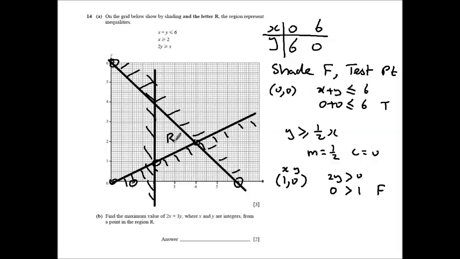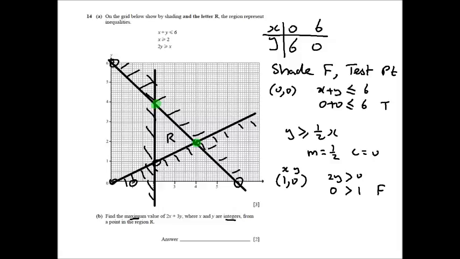Now, the second part of the question asked me to find the maximum value, and it's an integer question. So what I'm going to do is look for the coordinates inside the region, and in particular at the extreme points. So I'll have a point at 4, 2 and 2, 4. Now there is a point in here as well, but because I'm looking for a maximum, I don't need to consider it.